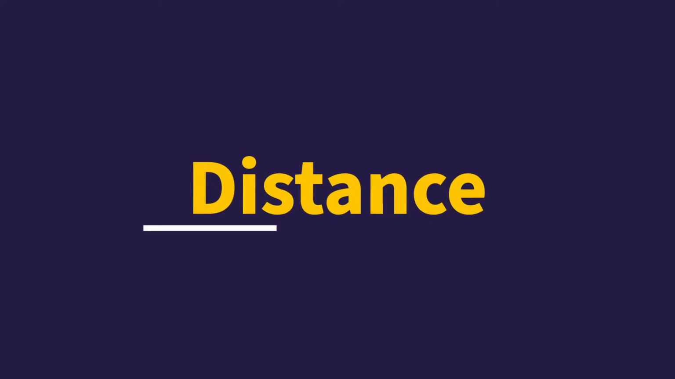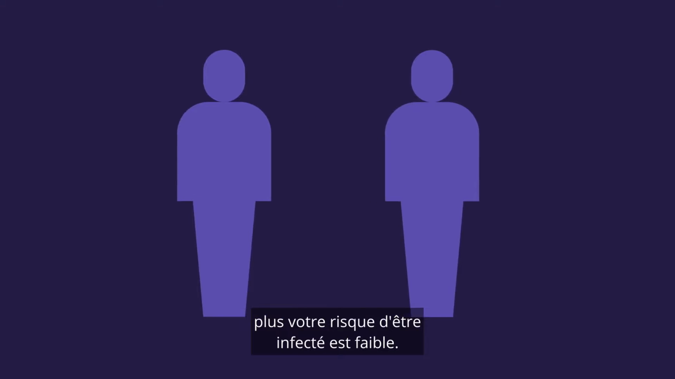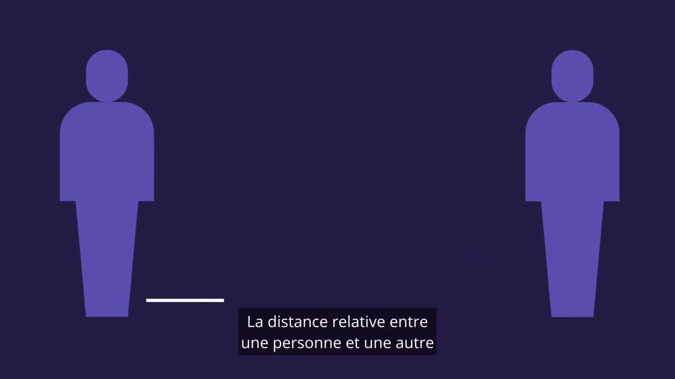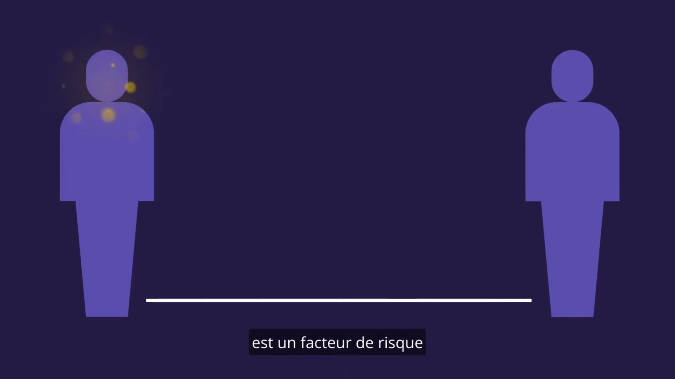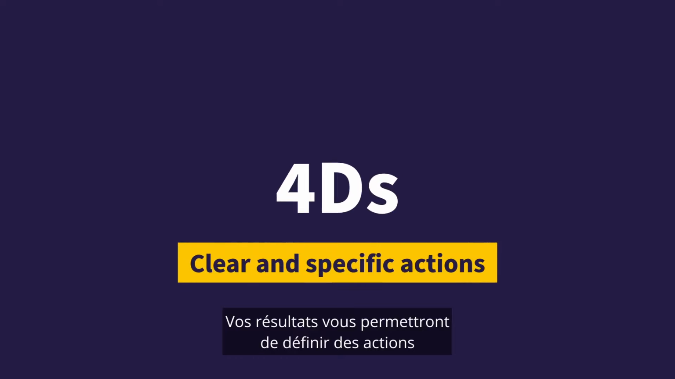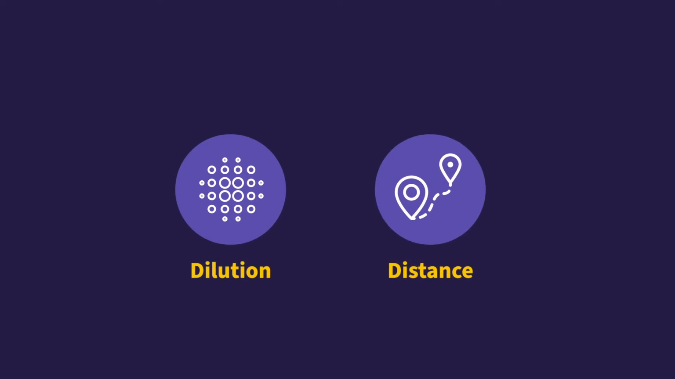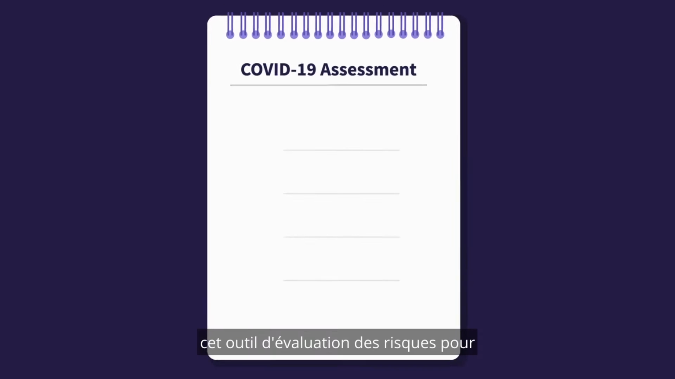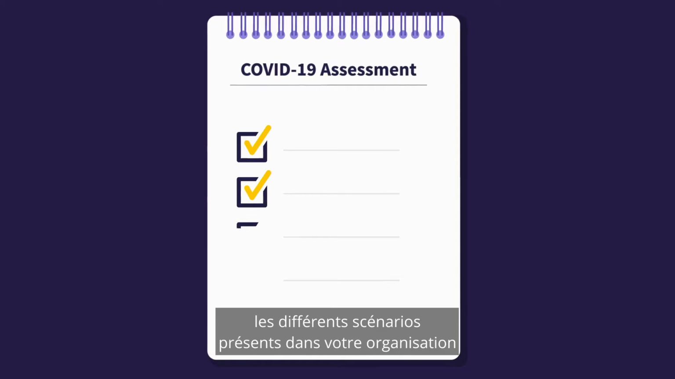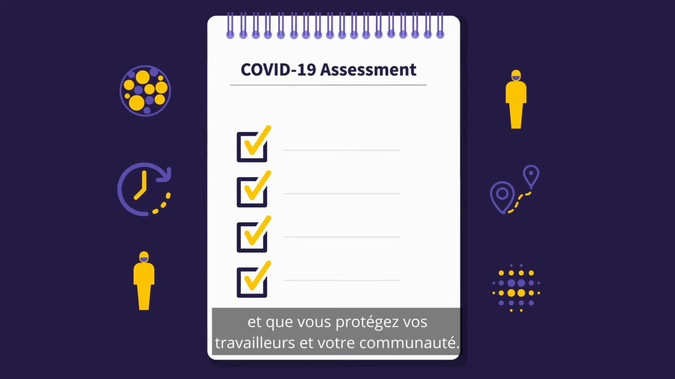of transmission. Distance. Because the further you are away from the infected person, the lower your risk of getting infected. The relative distance between one person and another is a risk factor to consider alongside duration, dilution, and density. Keeping the 4 Ds in mind, determine your score. Your results will outline clear and specific actions to help manage the risk of transmission through dilution and distance. Lastly, you can use this risk assessment tool for the different scenarios present in your organization to ensure that you are properly reducing risk and protecting your workers and your community.